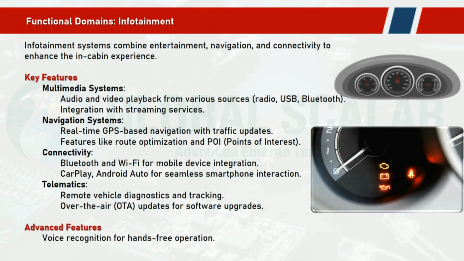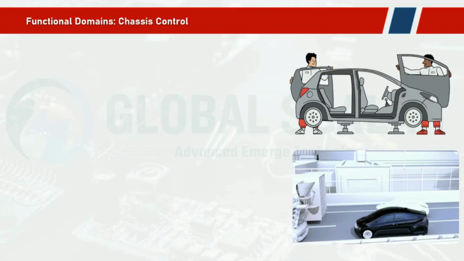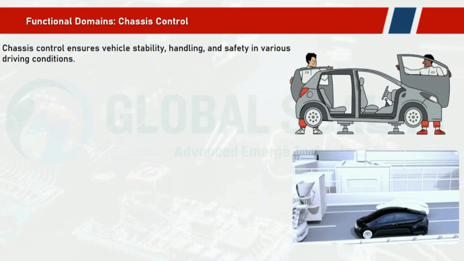The advanced feature is voice recognition for hands-free operation, integrated with various assistants like Alexa and Google Assistant. The chassis control system is the other part of the auto domain, where it involves vehicle stability, handling, and safety in various driving conditions.